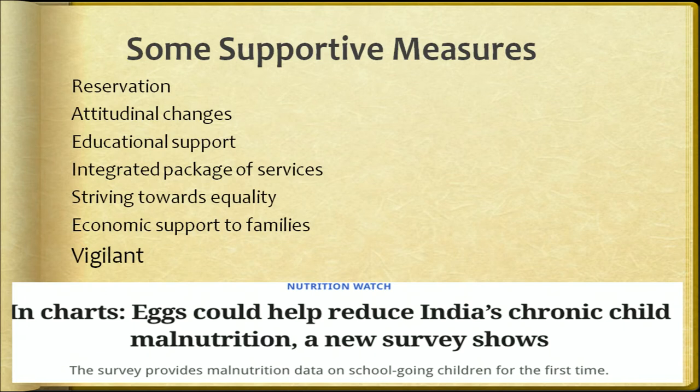They're also working on attitudinal changes. There is educational support. We talked about free education, hot meals being served in educational settings, so that families think that at least one square meal the child will get in the school. We're also looking at an integrated package of services, the leading program of the government, the Integrated Child Development Services, which looks at immunization, health, education, and support for mothers, along with care of health of adolescent girls. So there are all kinds of efforts to strive towards equality and provide economic support to families by creating employment opportunities. Therefore, in our educational setting, we need to be vigilant towards differences and try and give equal opportunity and positive attitudes towards each other.